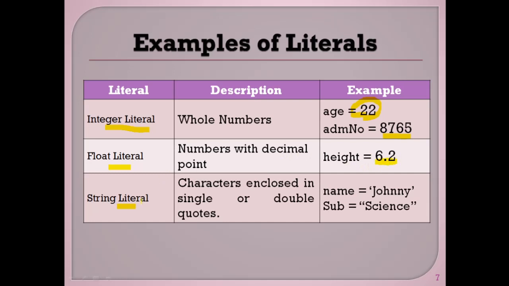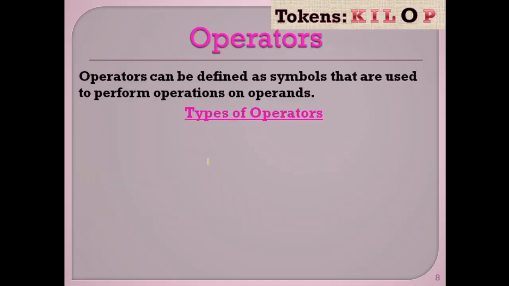Then the third type of literal is string literal. Characters enclosed in single or double quotes. Example, name equal Johnny, subject equal science. So Johnny and science are examples of string literals. These are the major types of literals available in Python: integer literal, float literal, and string literal.